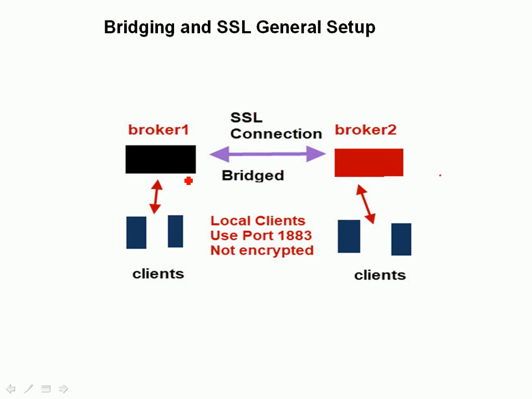Here's another little diagram here, and generally broker 1 is going to have its own local clients, and these will be connecting to broker 1 unencrypted using the standard 1883 port, and broker 2's probably got its own local clients, and again they'll be connected locally using the standard 1883 port. And it's this connection here that we're going to secure.